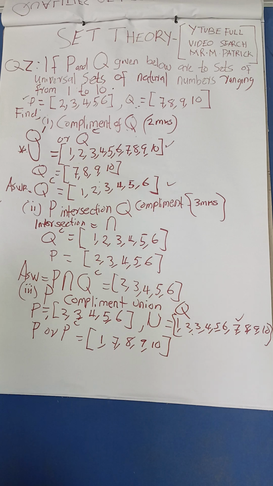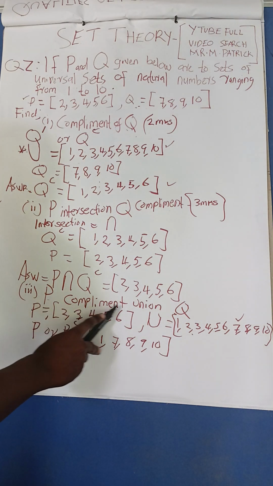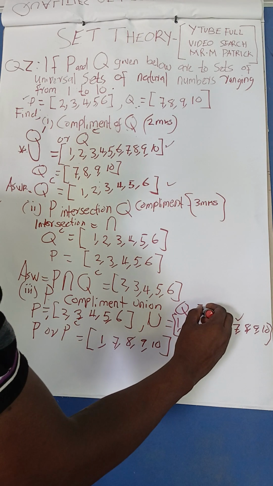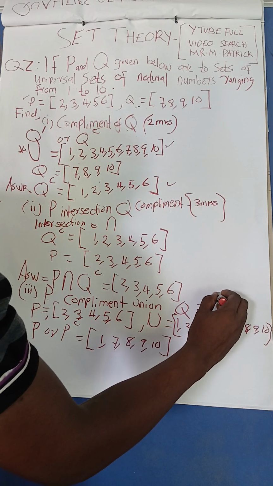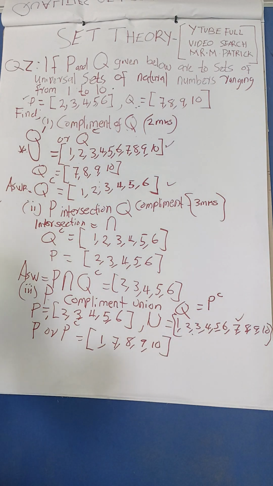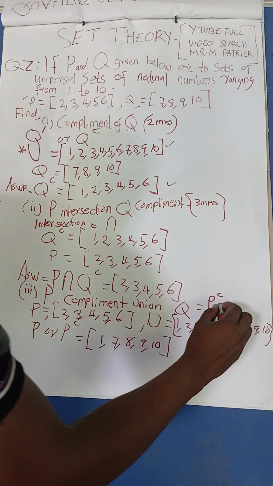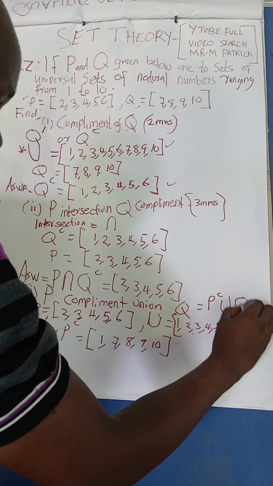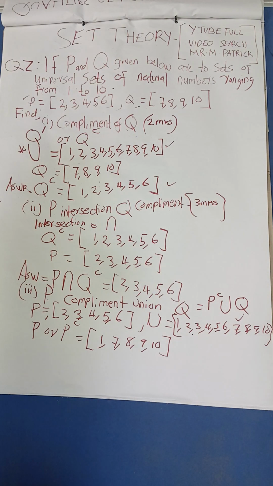We just found P complement, but we want to find P complement union Q. P complement union Q means it will be P complement, union, which is just the opposite symbol, as I had already shown here, then Q. And we said union is those elements that are common to both.